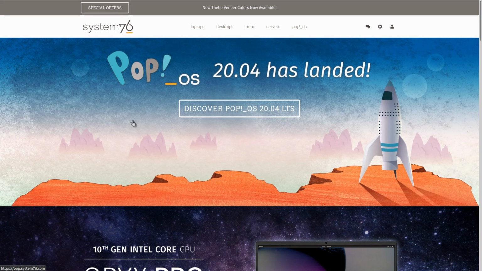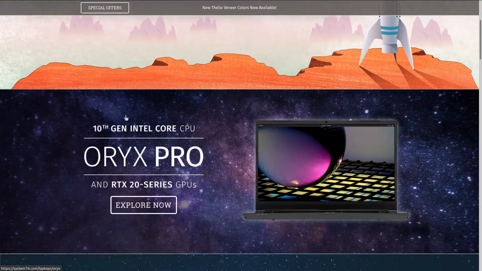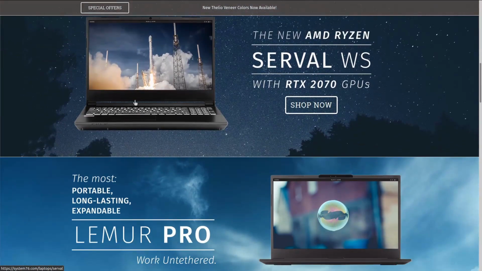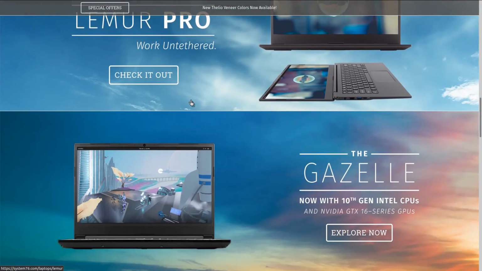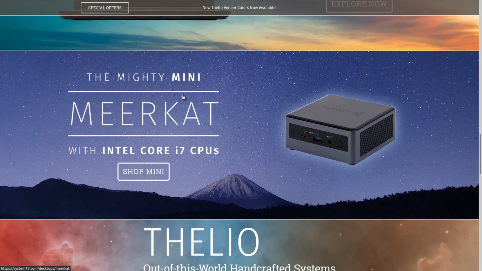System76 is a great place where you can get full-blown Linux computers that come with Linux standard on them. As you can see, it says that Pop!_OS, which is the default operating system that comes on System76 computers, 20.04 has landed, meaning that they offer 20.04 long-term support on their desktops and laptops. If you haven't already checked out System76, make sure you do. It's quite interesting. You can see all their various different laptops that they have available here. They got quite a bit of them.